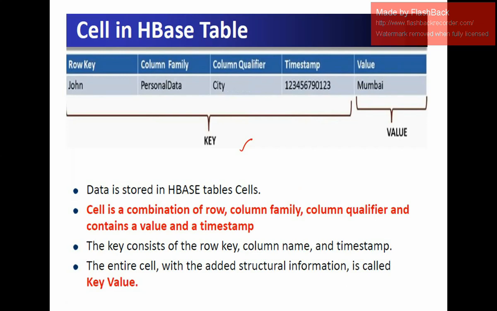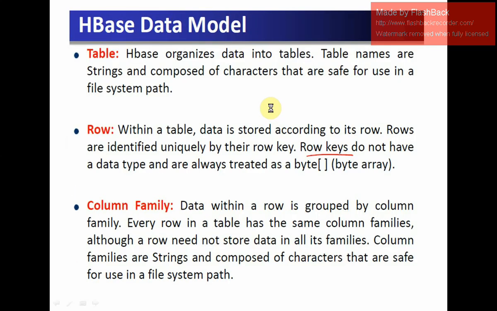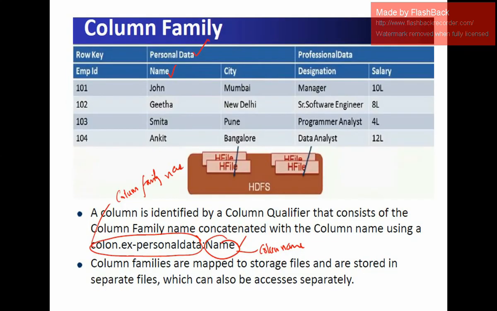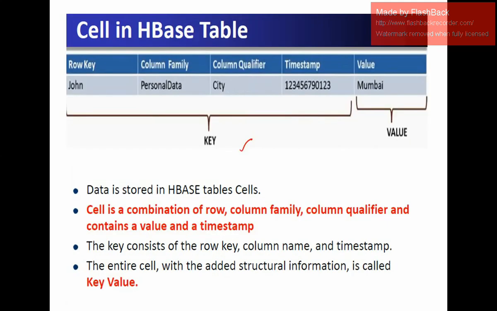Similarly, we are having another concept, and the concept name is cell. So how do you refer to that specific data? For example, in the previous example, we are having the name John, whose city is Mumbai. So let's see how we store it in terms of keys and values. We are having row key. So what is row key? Row key is John. What is the column family? Personal data. Column qualifier is city, and additionally we are storing a timestamp, and the value is Mumbai. So all this data will be referred to as a key, and then we can refer to Mumbai as a value.